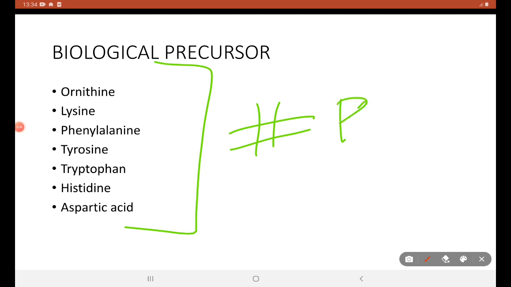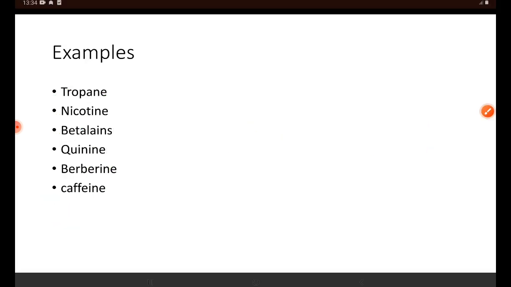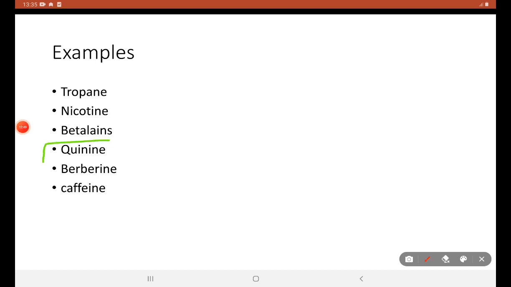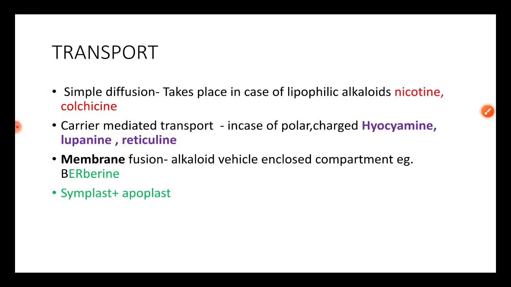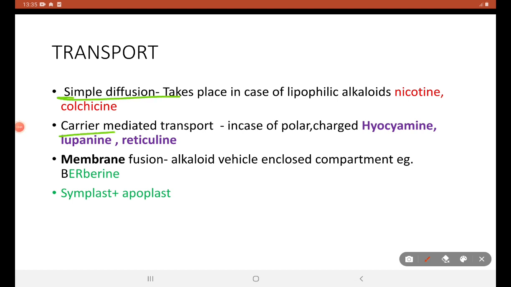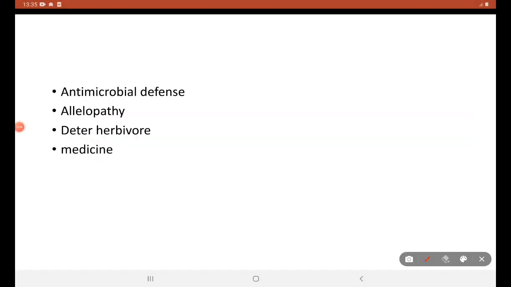CSIR-NET previous year questions: what are the amino acids that act as a precursor for alkaloids? Ornithine, lysine, phenylalanine, tyrosine, tryptophan, histidine, aspartic acid. Quinine is very important. Caffeine is important. Atropine is important. Nicotine is important. Transport by simple diffusion, by carrier mediated diffusion, by membrane fusion, both by symplast and apoplast. Allelopathy activity is important. Antimicrobial defense is important.